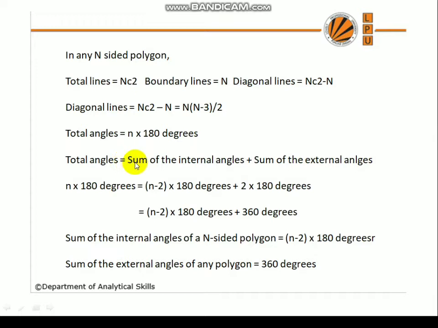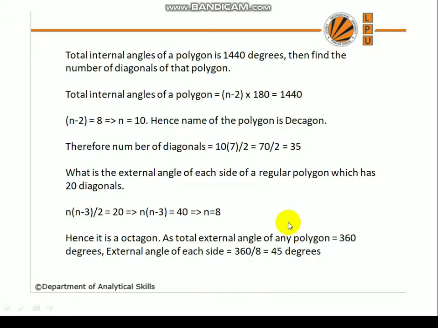The sum of the internal angles of any polygon is (n minus 2) into 180 degrees. As a result, the remaining will be the external angle, which is 2 into 180 degrees. In short, we can write: the sum of the internal angles of any n-sided polygon is (n minus 2) into 180 degrees, whereas the sum of the external angles of any polygon is 2 into 180, which is 360 degrees. This is general for any polygon. Let's see some problems based on this.